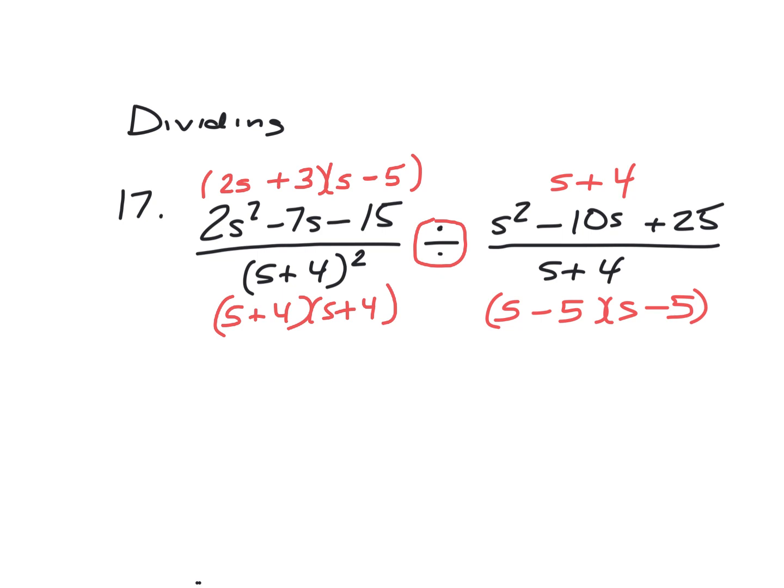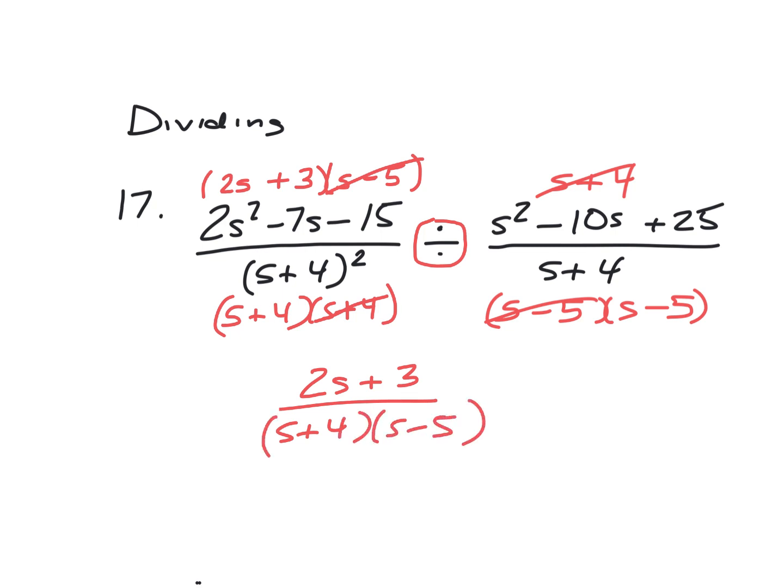Now everything is factored as completely as we can. So we're going to look at reducing or cross-canceling. I can cancel one of these s plus 4s. I can cancel one of these s minus 5s. And then I'm left with 2s plus 3 over s plus 4 times s minus 5. And that would be my simplified answer there.